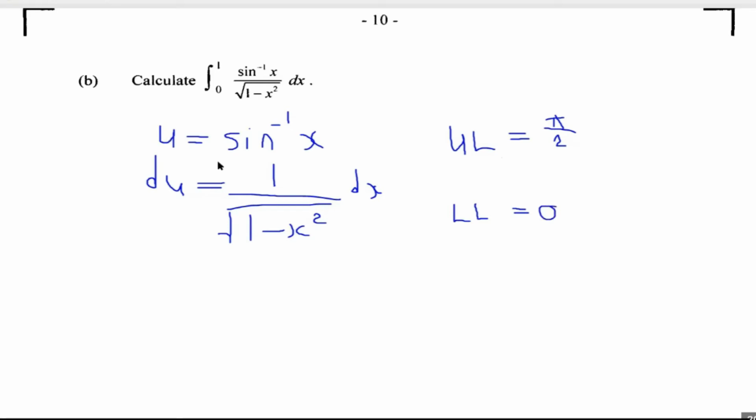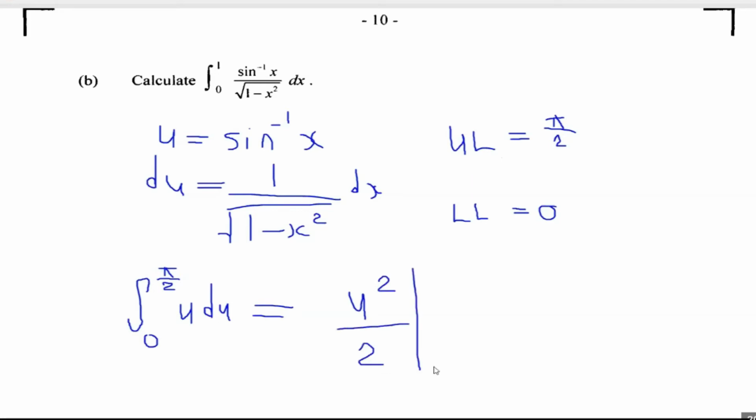And so now we can substitute. All of that becomes equal to the integral from 0 to pi by 2 of u du. So easy. Integrating u du, what we get is u squared over 2, and we're integrating that from 0 to pi by 2.